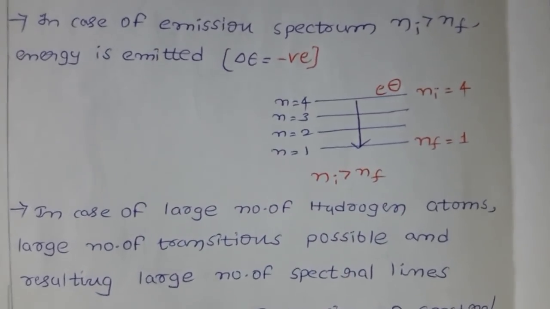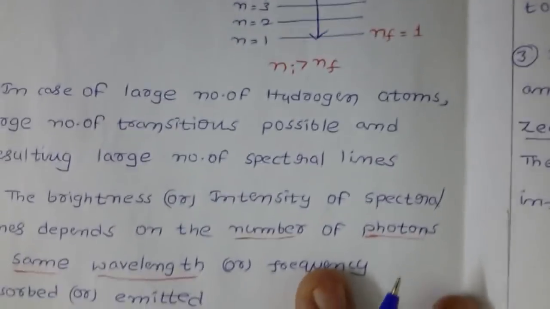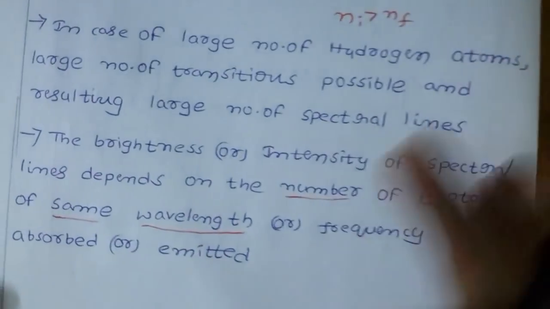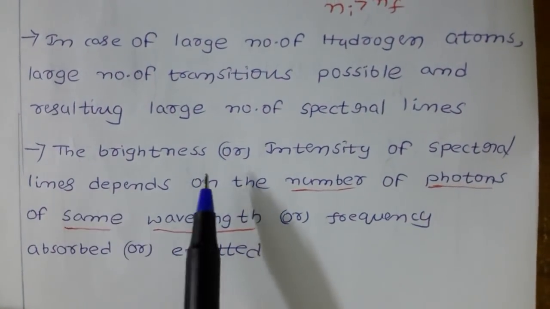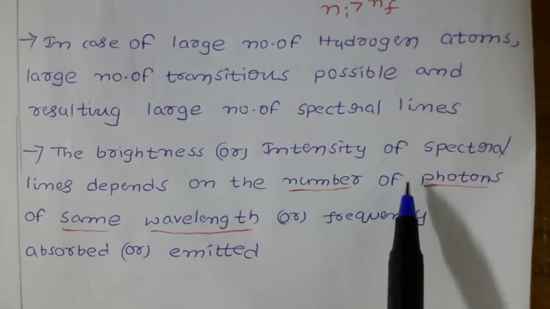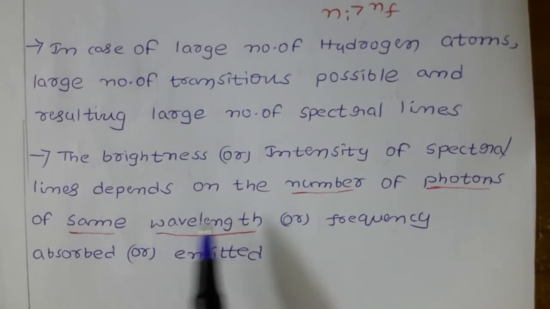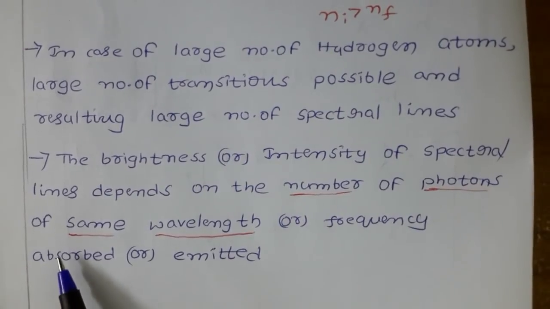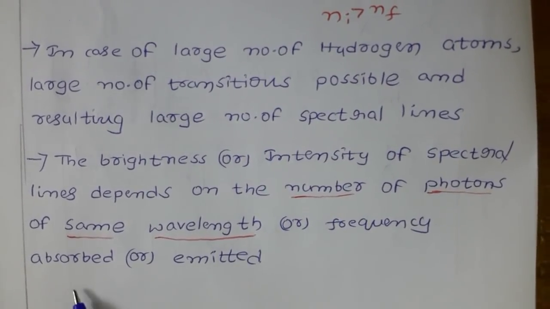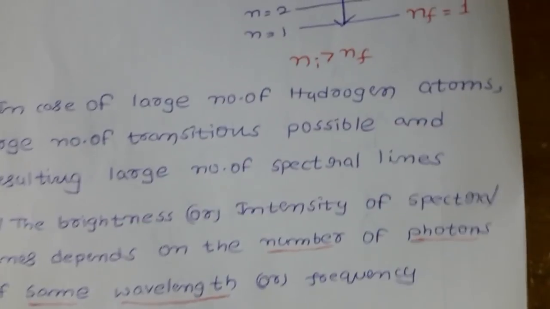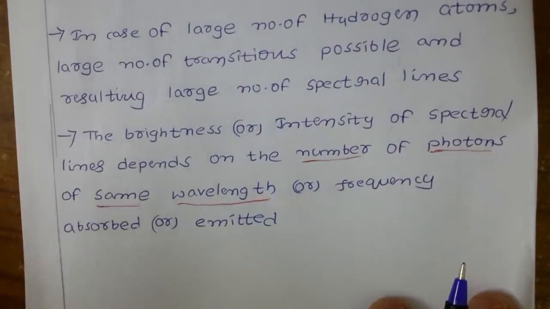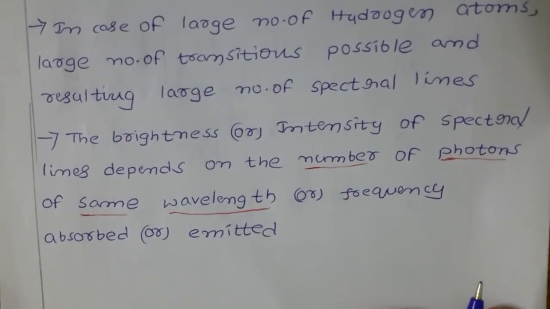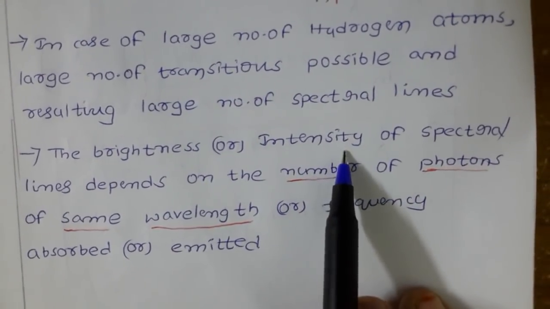Okay, next point. The brightness or intensity of spectral lines depends on the number of photons of the same wavelength or frequency absorbed or emitted. For example, on a mobile you know very well you can change the screen brightness, or you can call it the intensity.